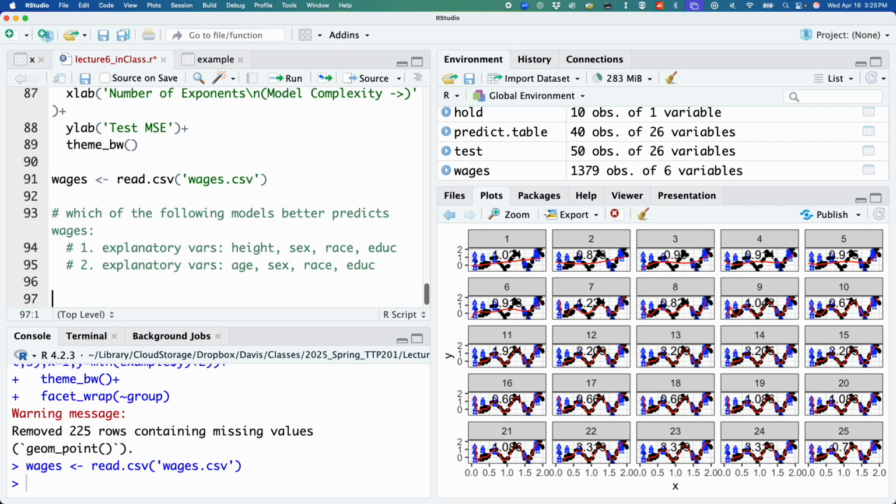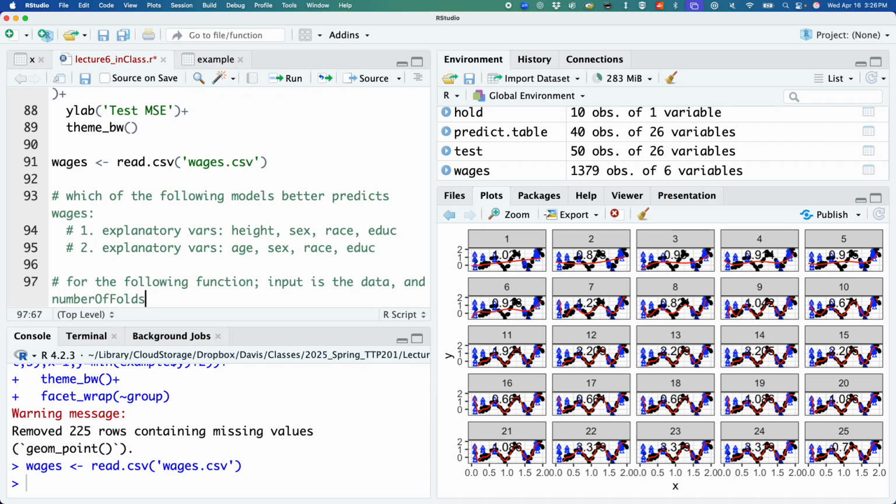So let's build these functions ourselves. I'm going to do this function called kfold.cv1. I'm going to have an input and then a number of folds. So for the following function, input is the data and number of folds is K. Okay?